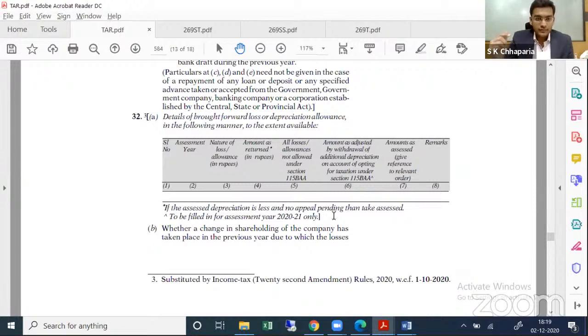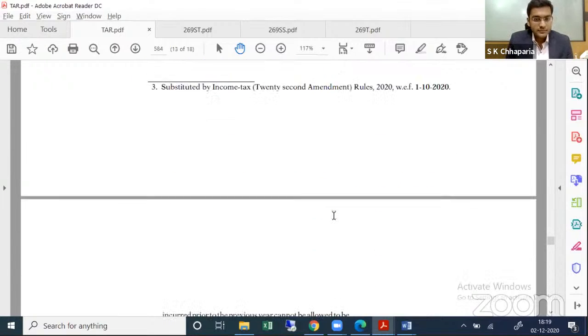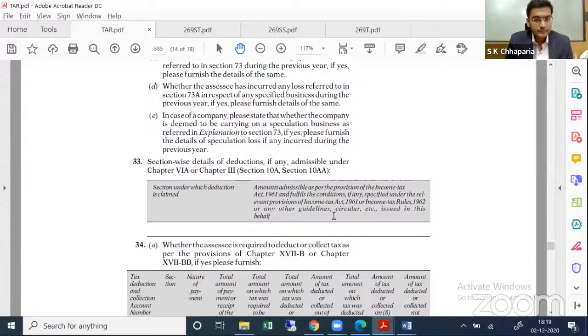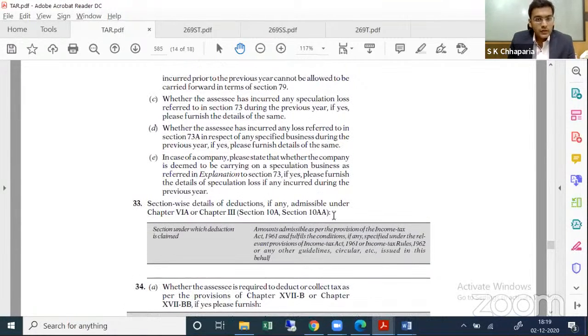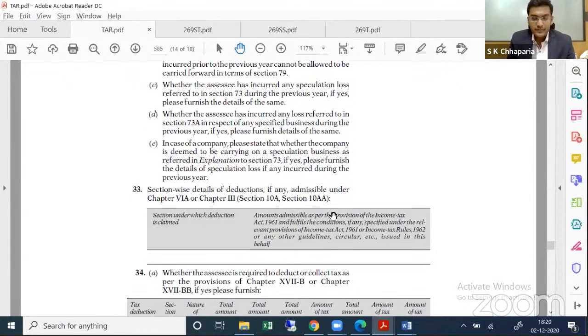Can we just go down to the below clauses? Clause number 33. Do we have some views on clause 32 before we move on to 33? I think we're good.